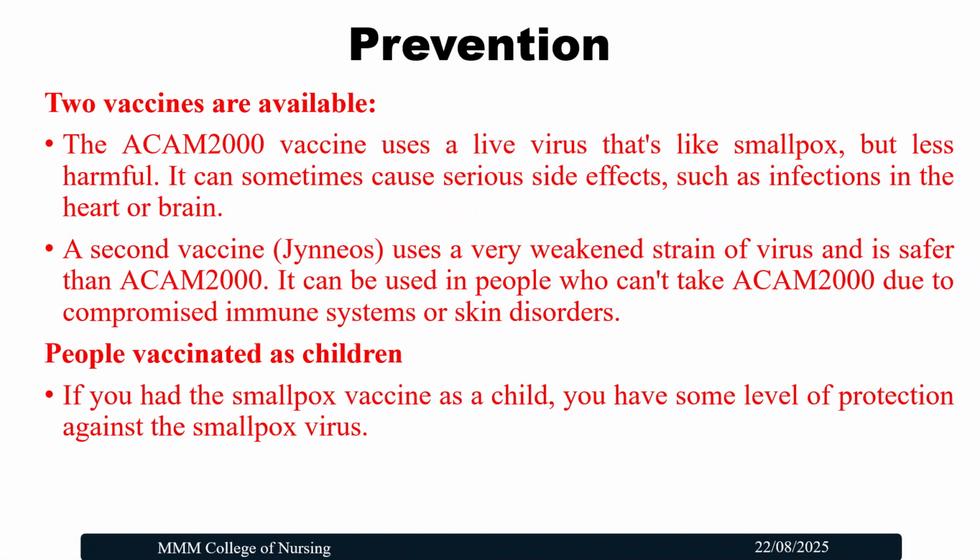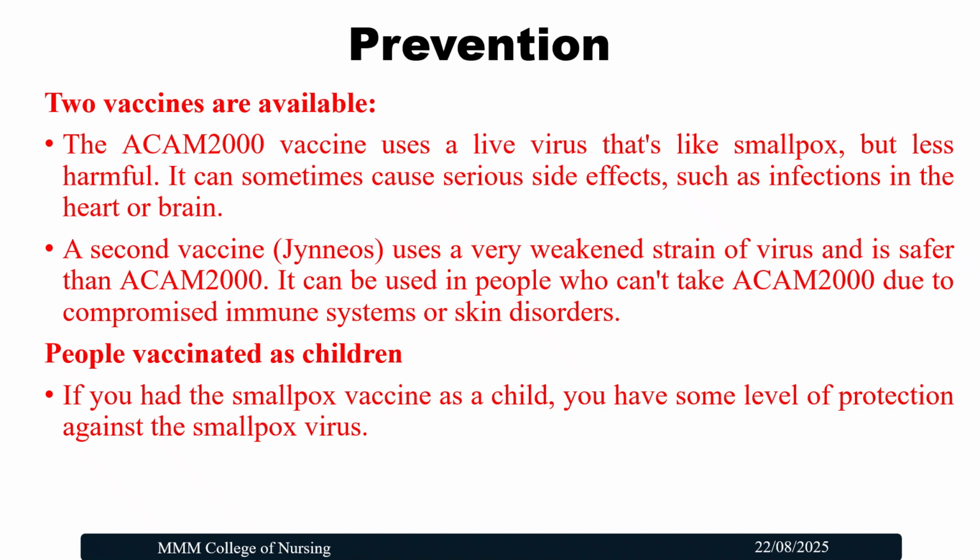There are two vaccines available. The first one is the ACAM2000 vaccine, which uses a live virus that's like smallpox but less harmful. It can sometimes cause serious side effects such as infections in the heart or brain. That's why the vaccine is not given to everyone. Unless there is a smallpox outbreak, the risk of the vaccine outweighs the benefits for most people.